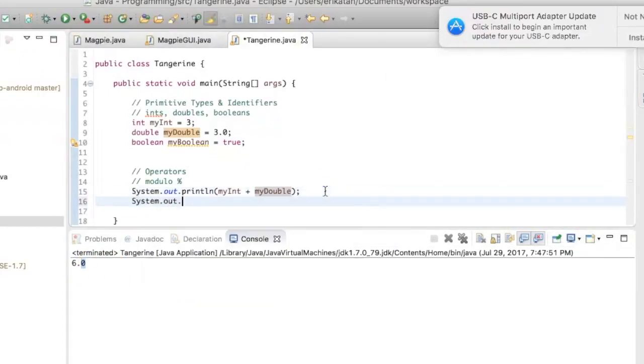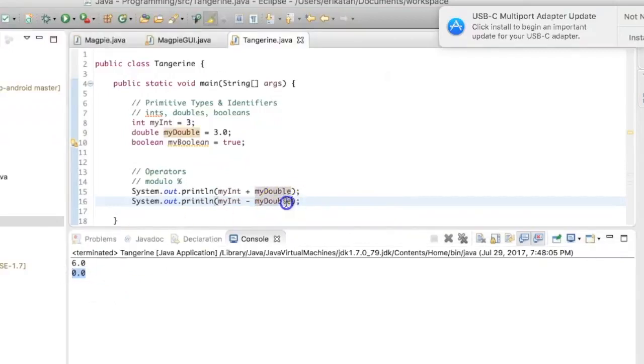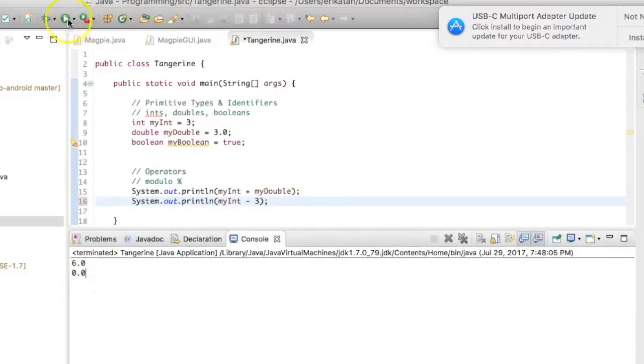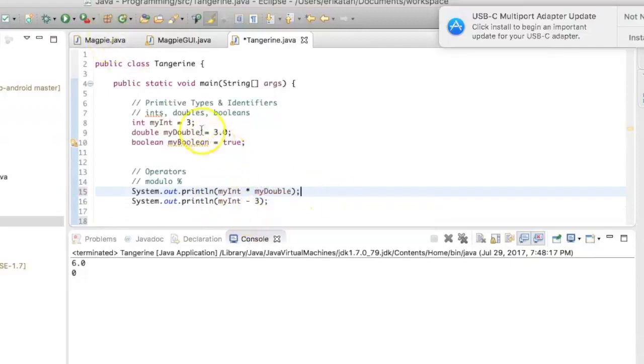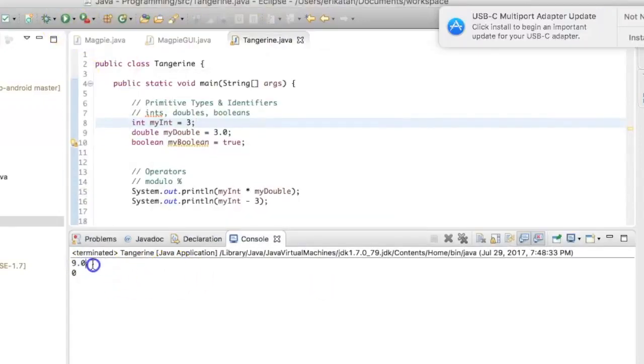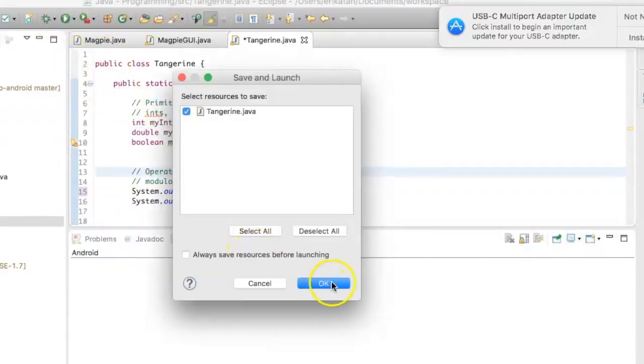Alright, now let's do my int minus my double. And that's going to output 0.0. See that? If we just put in 3, another integer, then it would come out as just 0. No decimals coming after it. And then we also have multiplication. So I don't know, let's just do my int times my double instead. So that's going to be 3 times 3.0, which is going to be 9.0. And there it is. Okay, then we have division, which is 3 divided by 3.0, which is going to give us 1.0.